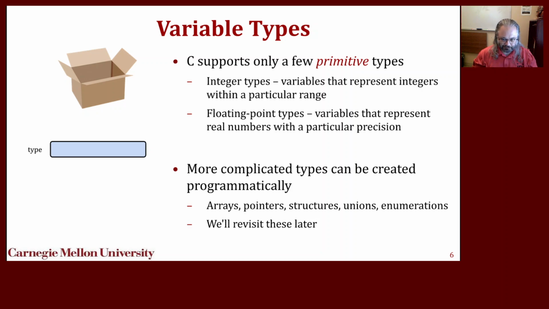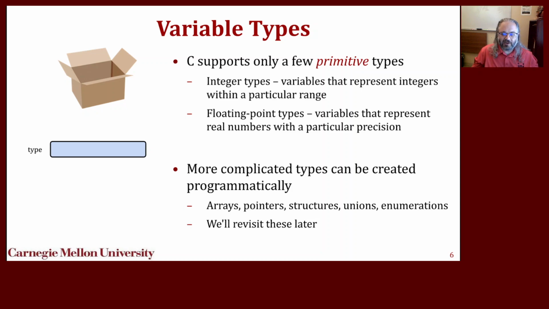Floating point types are basically variables that represent real numbers, decimal numbers, numbers with a fractional part. And different floating point types will store real numbers to different amounts of precision. So more bits or more bytes of storage are required to store more fractional decimal places of a real number. We'll get into this in a little more detail, but these are essentially the classes of primitive types within the C programming language.